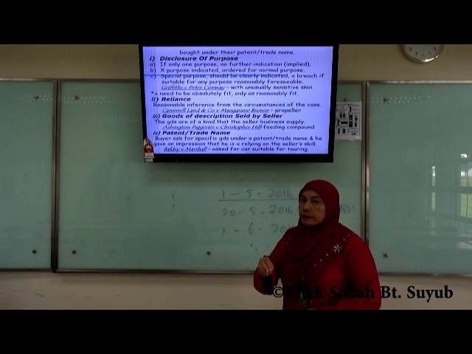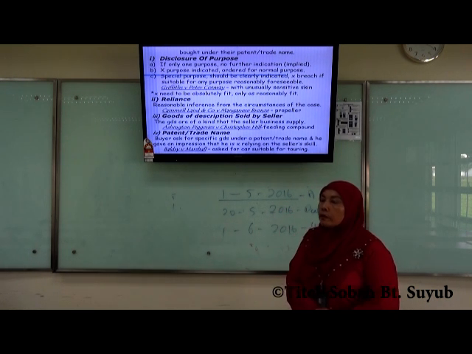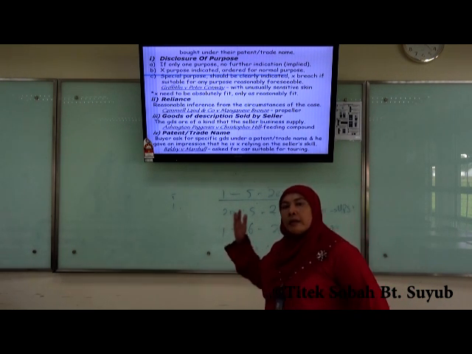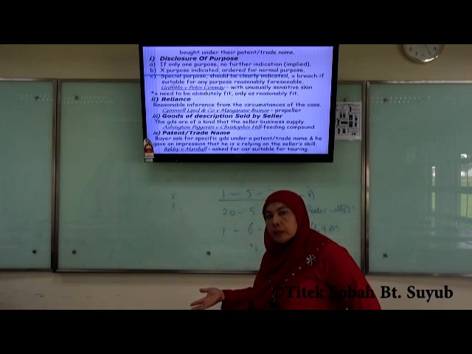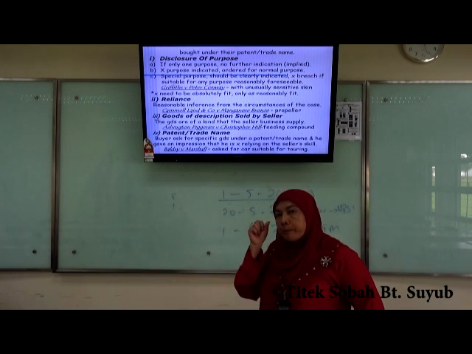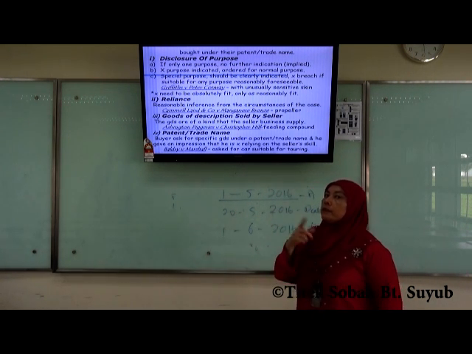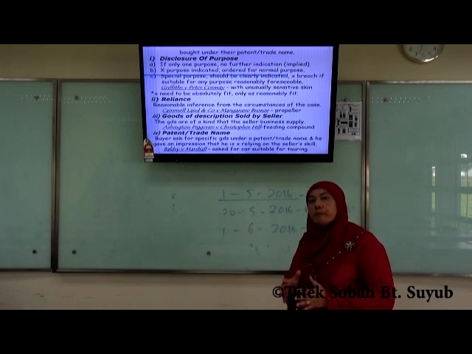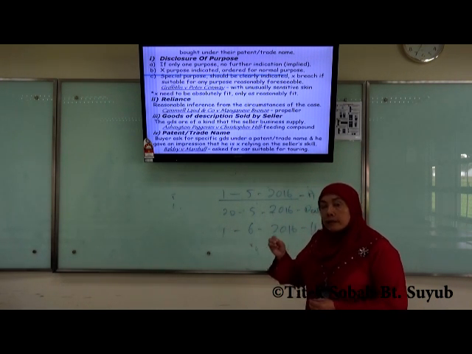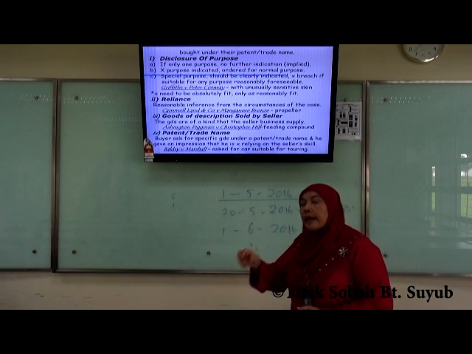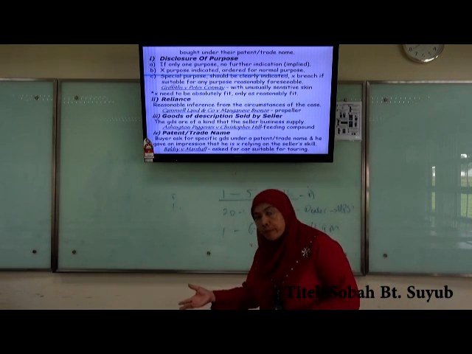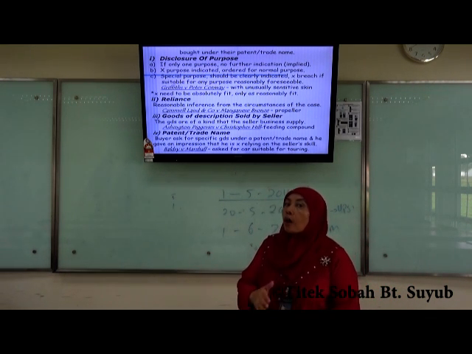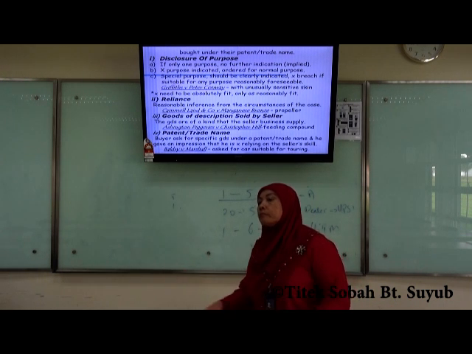So if you bought, let's say this electric kettle or this pen drive from Giant supermarket, that is not suitable for the purpose which you bought it, can you return it back? Cannot. Why? Because Giant supermarket is not a seller who sells that kind of description of goods. Giant supermarket sells all kinds of goods, right?